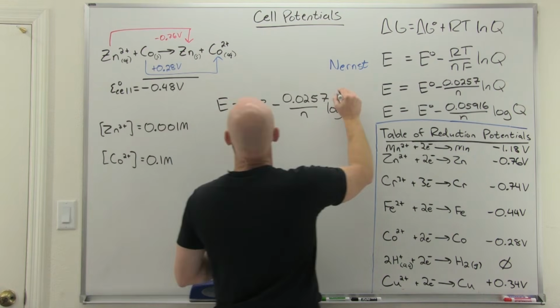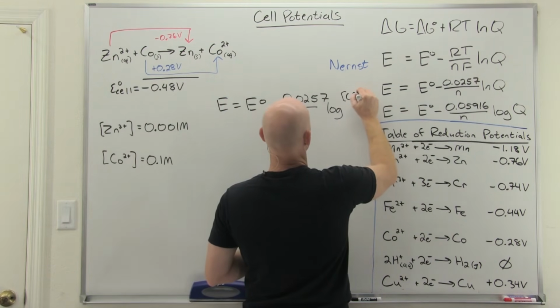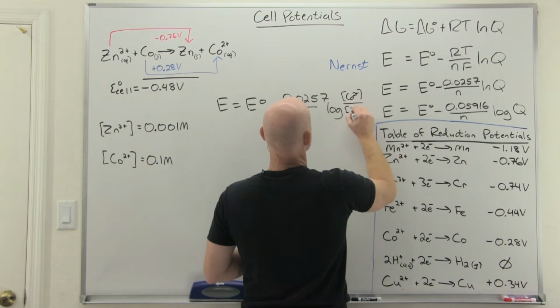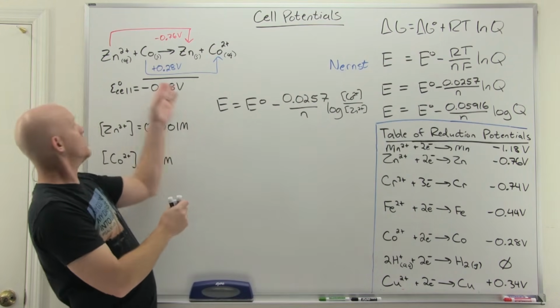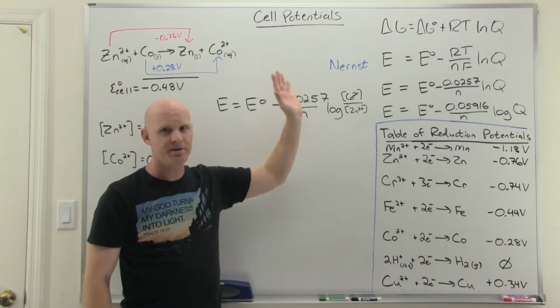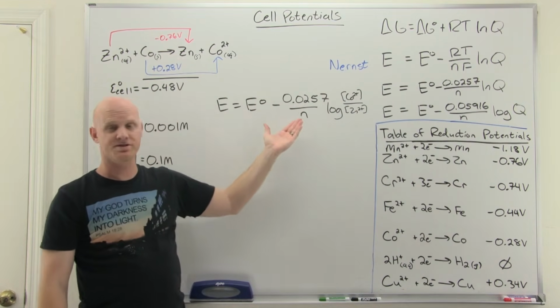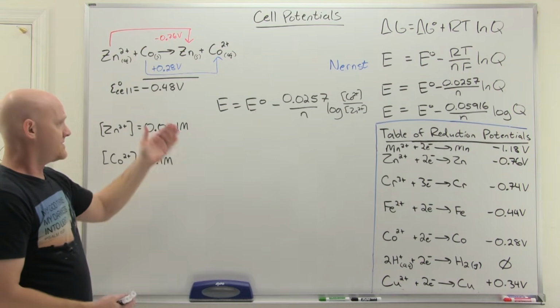And so our Q here technically is going to be the cobalt 2+ over the zinc 2+ concentration. And keep in mind, if we had coefficients, we might have to square or cube something. But in this case, they're both coefficients of 1. All right, and from here we'll plug and chug.